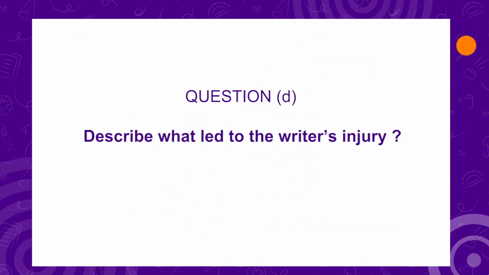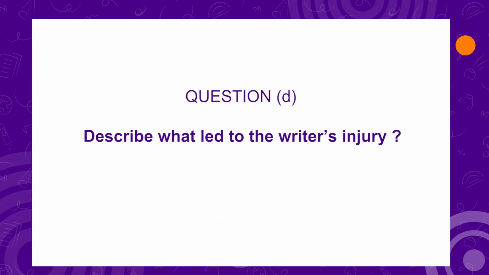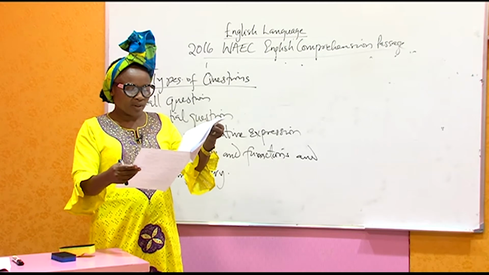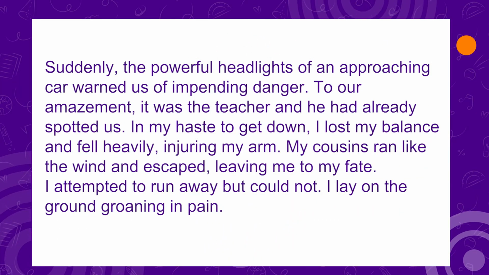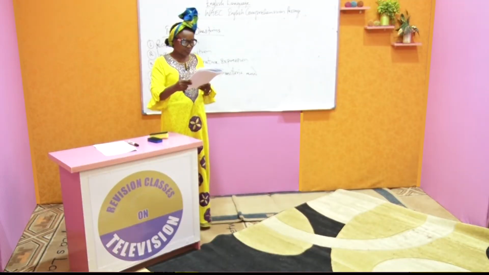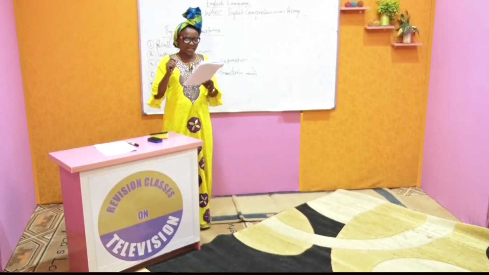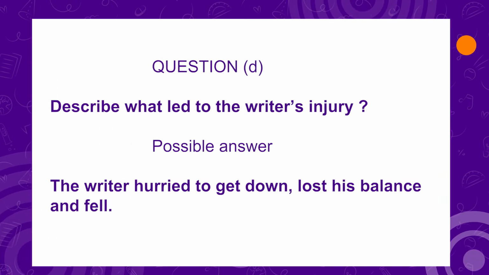Question D says, describe what led to the writer's injury. If you look at the passage in paragraph 3, it says here, in my haste to get down, I lost my balance and fell heavily, injuring my arm. Now, the answer to this question states, the writer hurried to get down, lost his balance, and fell. That is a possible answer to that question D.